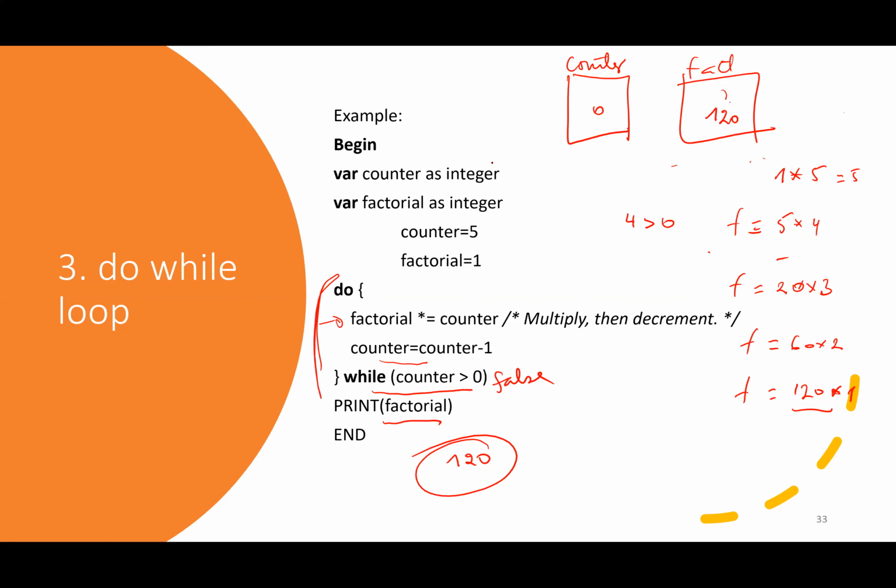So you can see now that in the do while loop, if the condition fails here, it will have already executed the statement here. So the statement is executed at least once before the condition is evaluated.